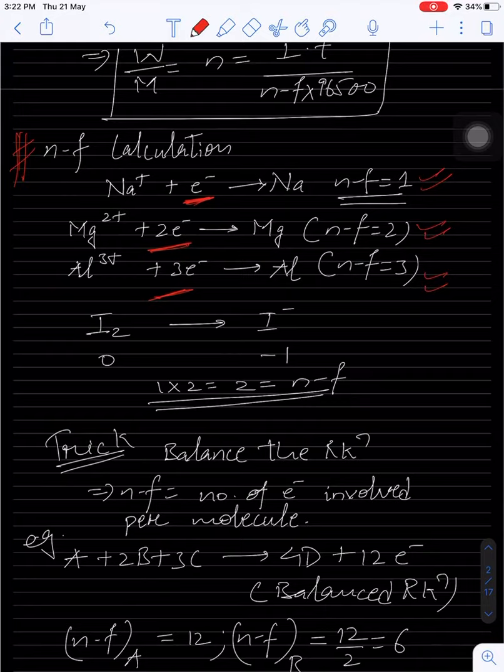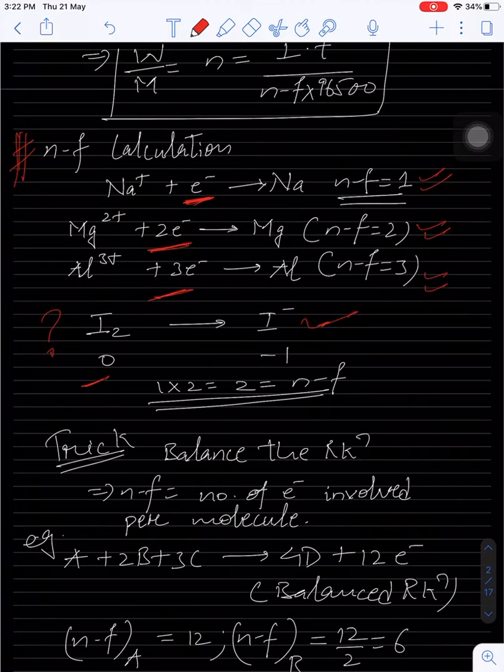So here, what is the N factor? We will check the oxidation number. Here the oxidation number is 0, obviously it is a free species. Here the oxidation number is -1, isn't it? From 0 to -1, what does the change in oxidation number tell us? It tells us the number of moles of electrons gained or lost. So the change in oxidation number will itself be the N factor.